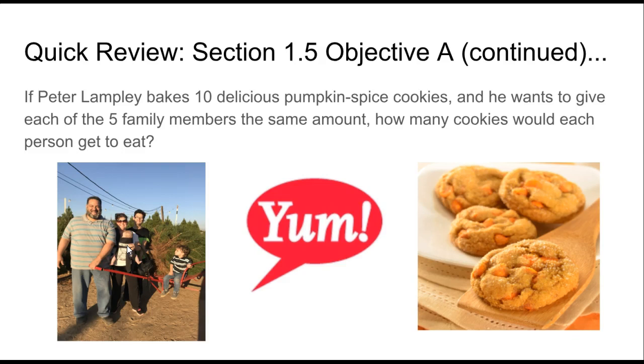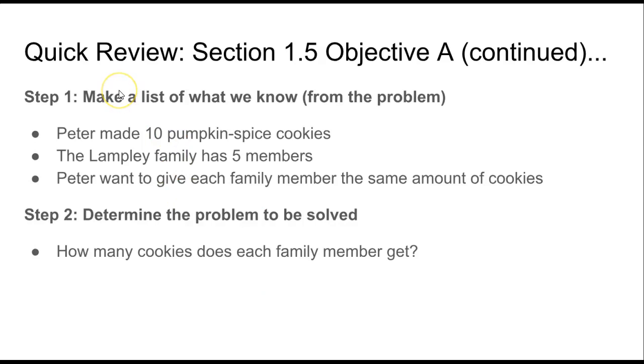So Peter makes 10 cookies. There's 5 family members. He wants to give each one the same amount or an equal amount of cookies. How many do they get to eat? Well, we're going to have to use division to figure that out. So let's look forward here. Remembering the steps that we use to solve an application problem, we go to step 1.